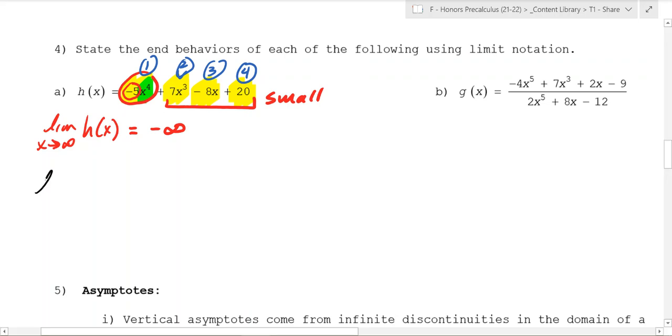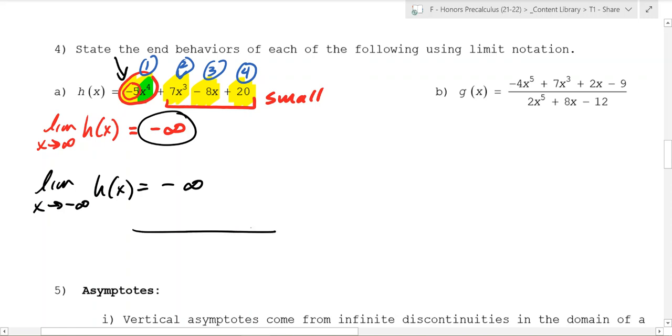What happens over here, the limit as x goes to negative infinity of h of x? Well, the same thing is true in terms of the analysis. When you plug in negative infinity, the only term that matters is this first term. X to the 4th is still going to be positive, regardless of if you're plugging in a positive infinity or a negative infinity. So this first term is still going to be negative 5 times something huge that's positive. So it's also going to negative infinity.